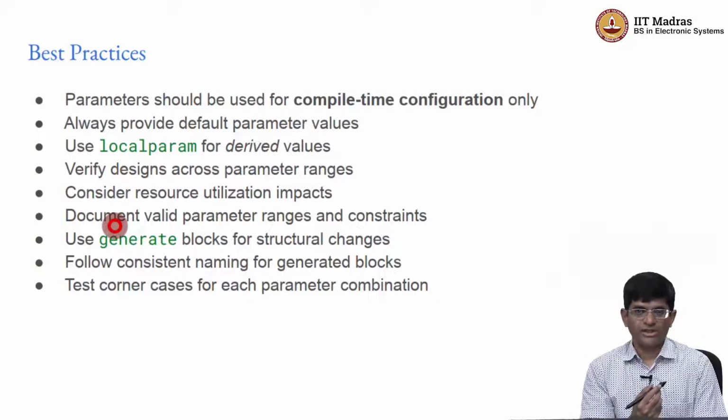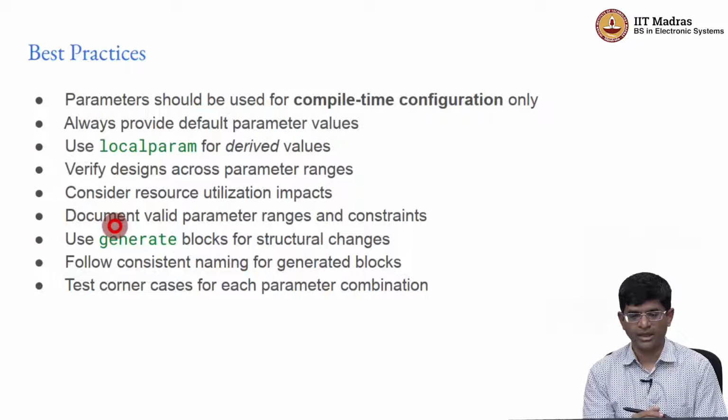So why did we do all of this? The main reason why this comes up in the context of finite state machines is because finite state machines are already one of the more complicated forms of digital circuit that we can come up with for implementing. And in that sense, the ability to have compile time control over the different configurations is very useful and important for us. Parameters should be used for such compile time configuration. You should always provide default parameter values in general, otherwise the compiler does not know what to do.